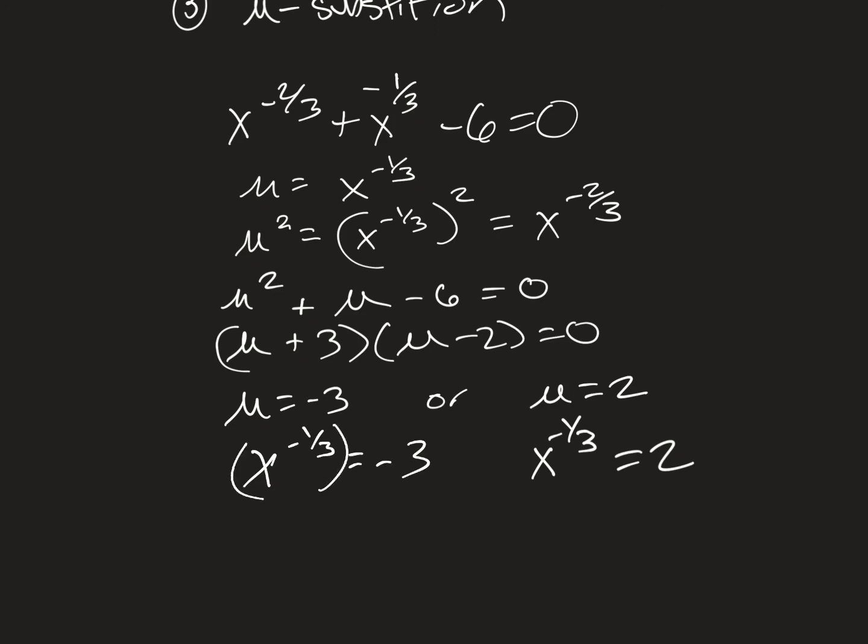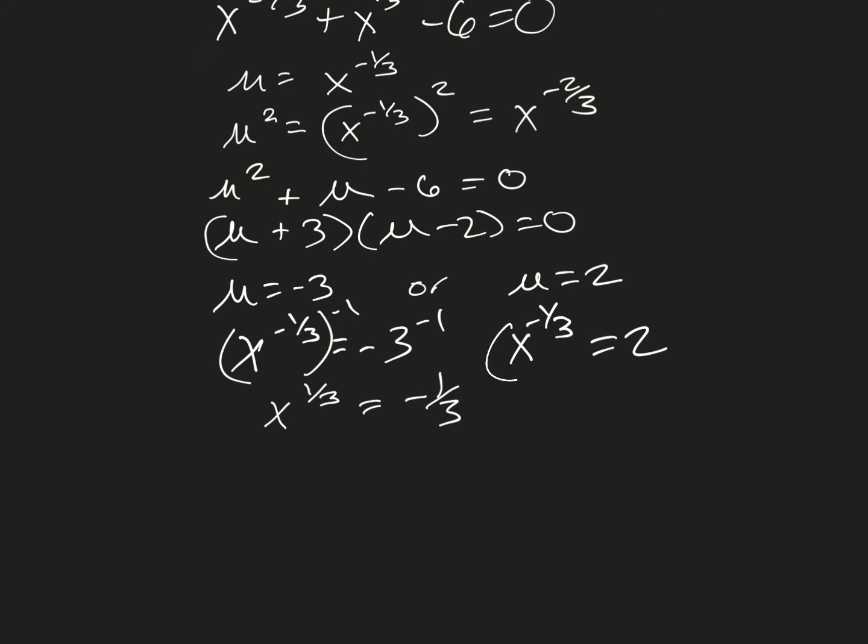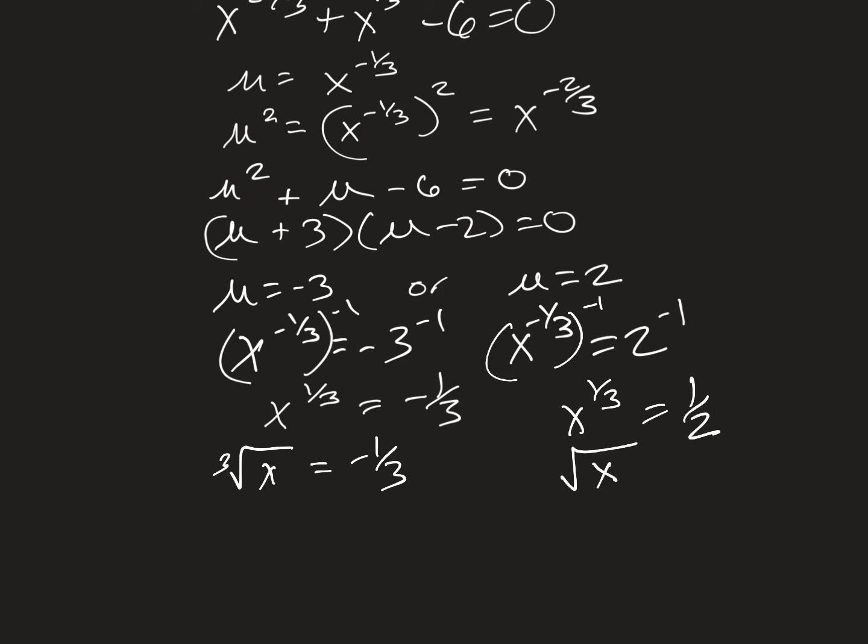So I'm going to deal with the negative first. Raise both sides to the negative 1. So I've got x to the 1/3 equals negative 1/3. And same here. Let's raise both sides to the negative 1. X to the 1/3 equals 1/2. Now, the 3 in the bottom just means the cube root. And the reason I'm mentioning this is if it had been an even root, like say to the 1/2, which would mean the square root of x, the square root of something cannot be negative, so you would have gotten no solution from that piece. But because we're talking about an odd root, it can result in a negative, so this is okay, both solutions.